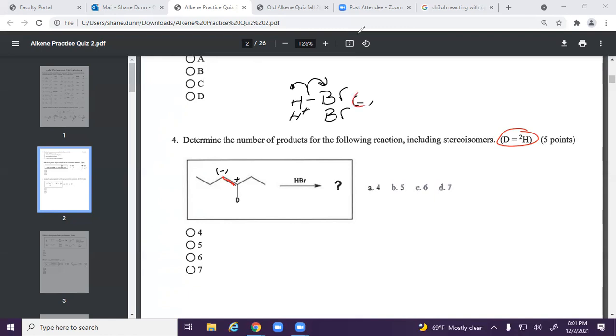So the bromine is going to attach here. The positive is going to attach here. So you would get bromine, and you would get D. Good. I'm not done yet, though. That's one product, correct? Is there any chiral molecules here? Yes or no?